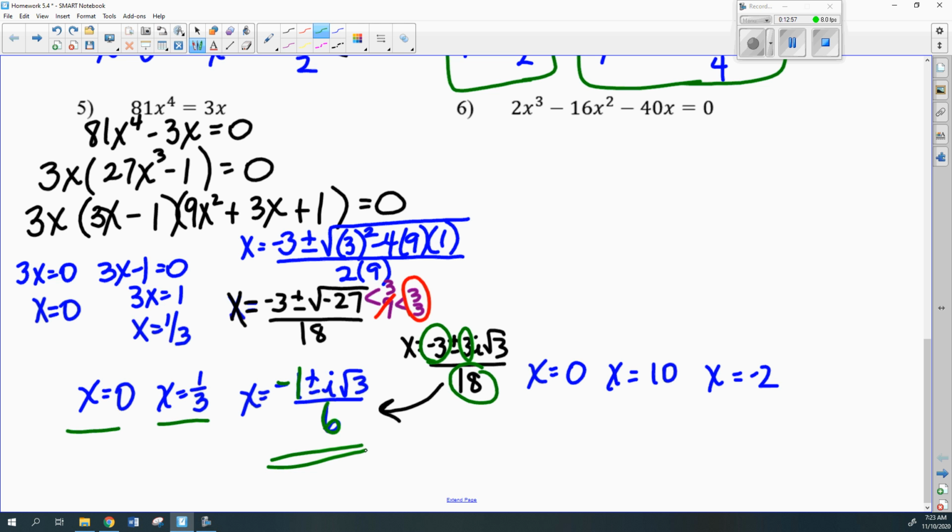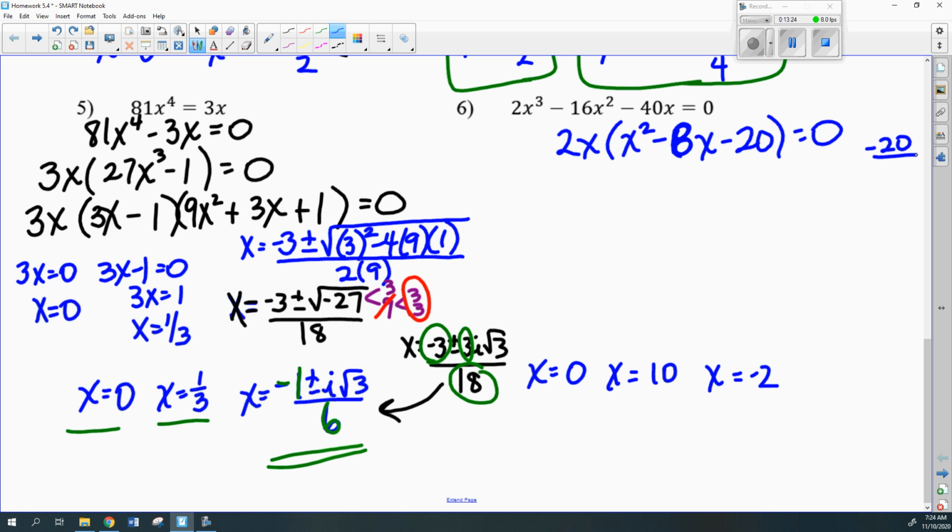When you go to look for that GCF in the beginning, because it's already equal to 0, you can take out a 2x, and that leaves you with an x squared minus 8x minus 20. And hopefully you notice that that's a pretty normal trinomial because it's got just an x squared there. And so I do need to see if I'm going to need the quadratic formula or not.